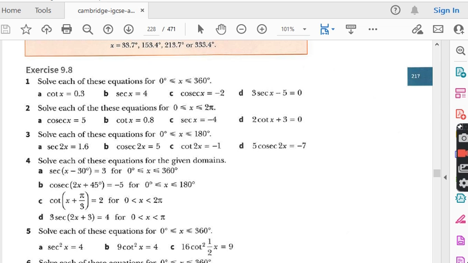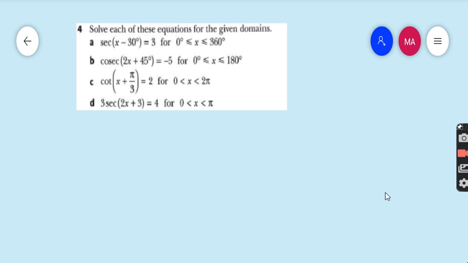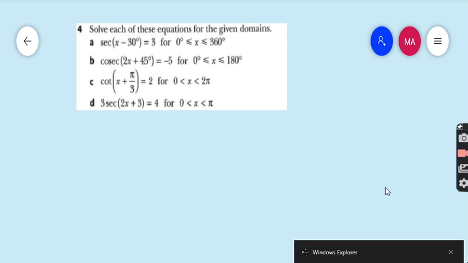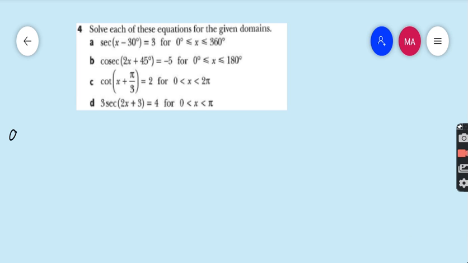Now let's start question number 4. Solve each of these equations for the given domain. Part A: sec (x minus 30) is equal to 3.